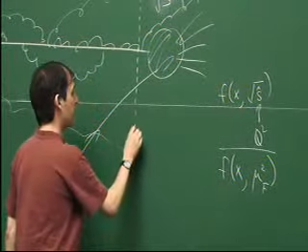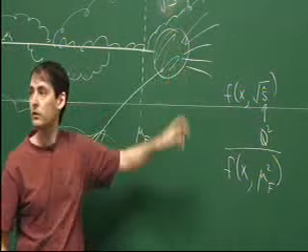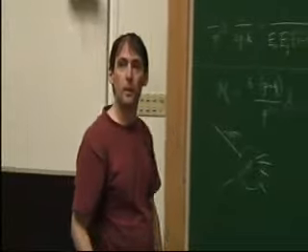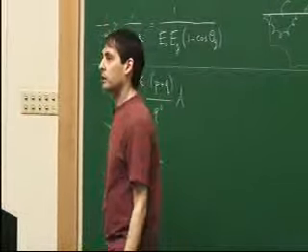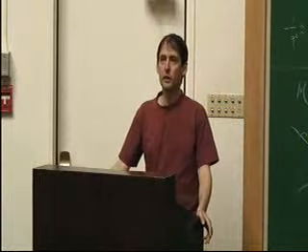Okay. And that scale, mu f, just has to be chosen small enough compared to root s, not too large, and definitely not larger than root s. Is the concept clear? It's not really described this way in Peskin and Schroeder, but it's the same thing.